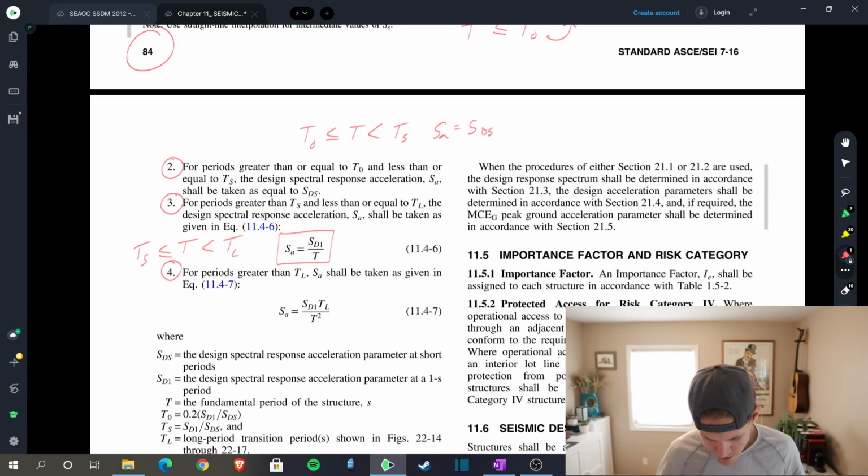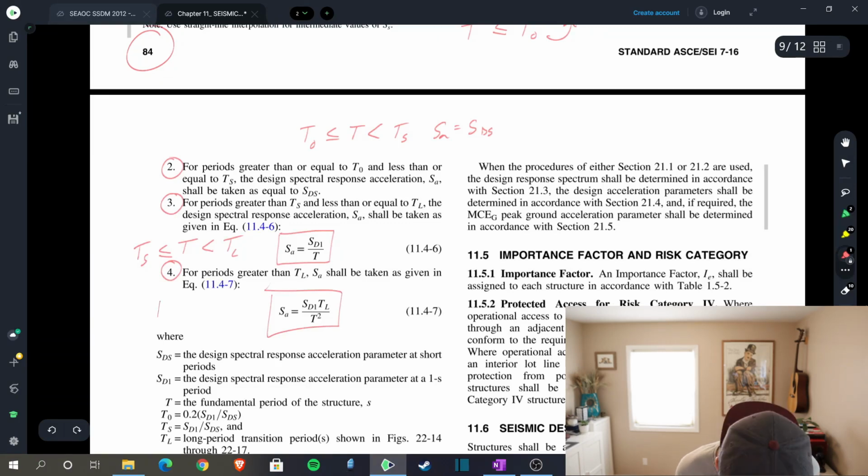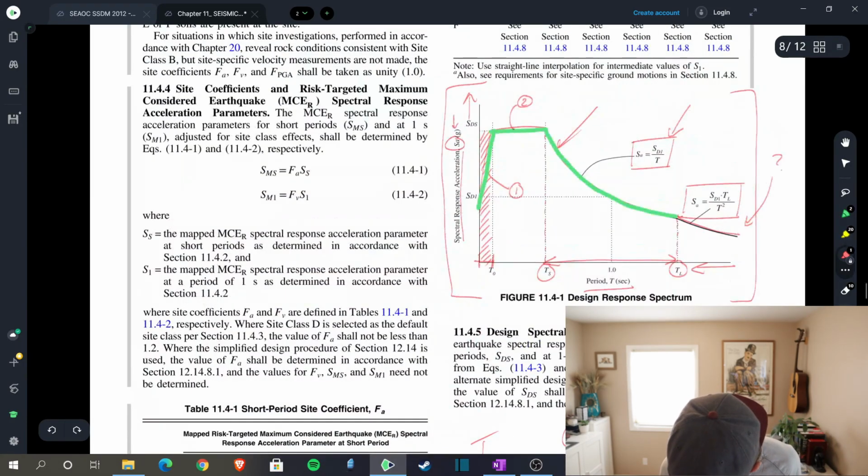Now, for periods greater than your long period, T sub L, S sub A shall be taken with this equation right here. So now we're in the parameters of T being greater than T sub L. There you go. There's your long period. So from this point over gives you that portion of the graph. And that portion of the graph is step 4. Oh, I forgot to put step 3. Boom.